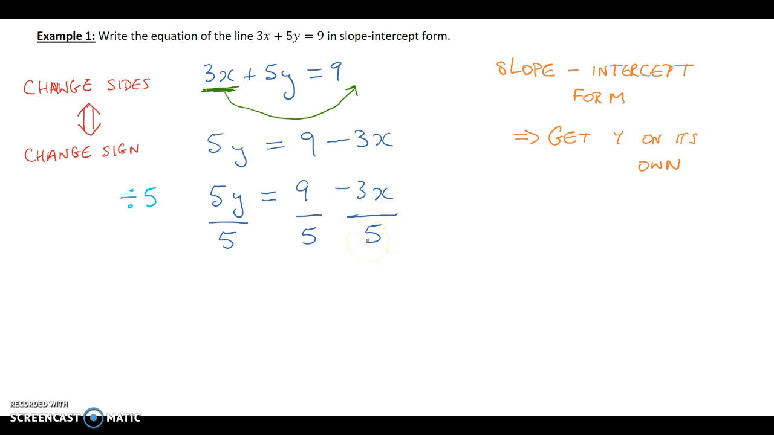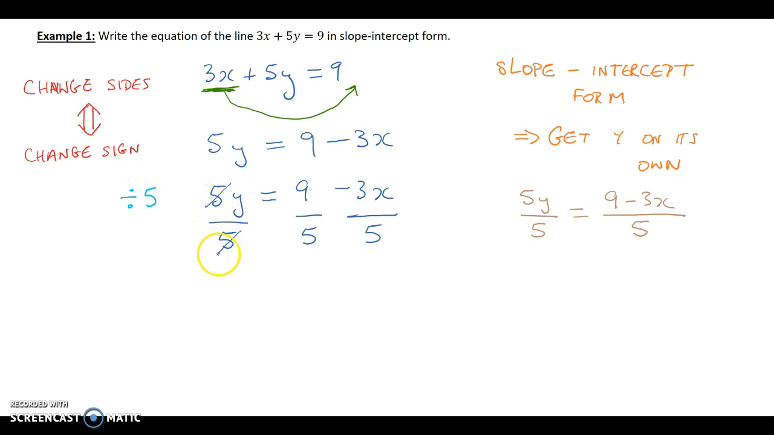Mathematically, we could do it this way. We could say 5y over 5 is equal to 9 minus 3x over 5. But it won't be as helpful. For our purposes and what we're going to do next, it makes more sense to divide each of the individual pieces by 5 rather than dividing the entire right hand side. Okay, so hopefully that makes sense.